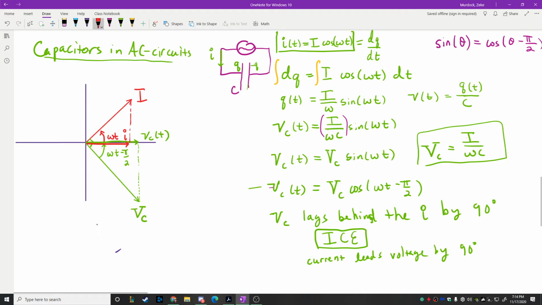Anyone have any questions? I think the way that I drew this, it's kind of backwards, right? I probably should have drawn it this way, because we measure angles like that, for omega t minus pi over 2. There we go. Anyone have any questions?